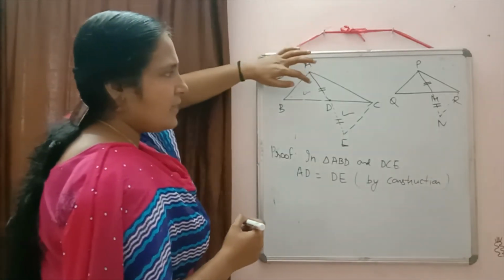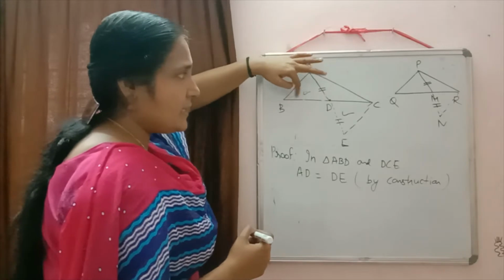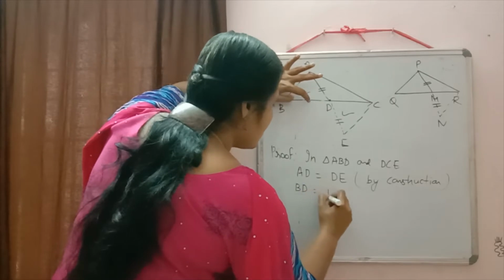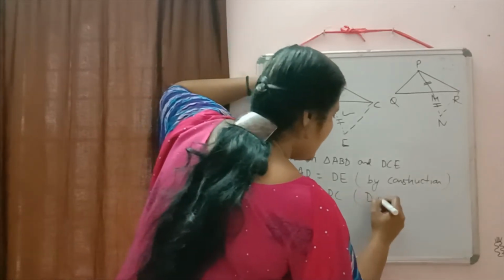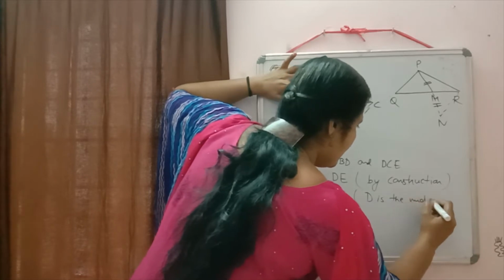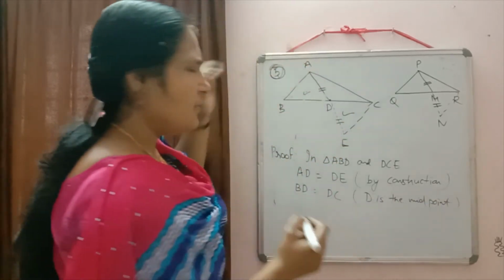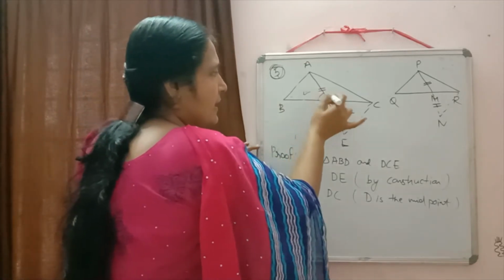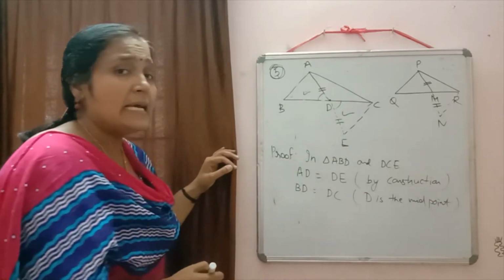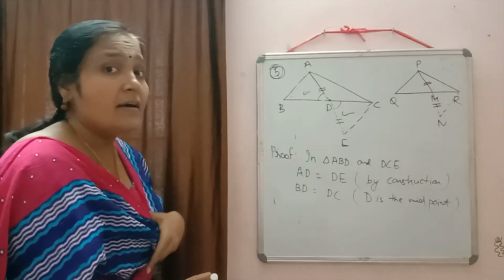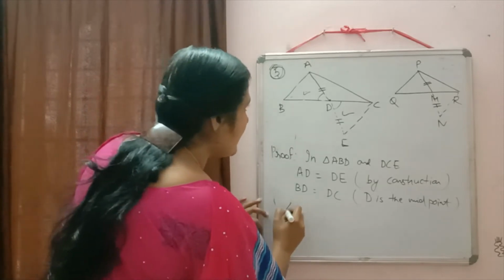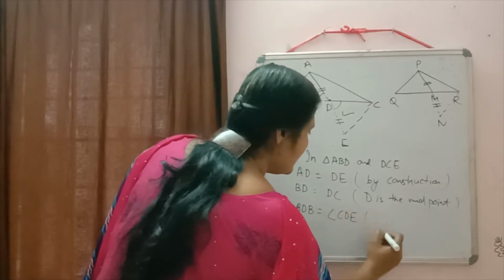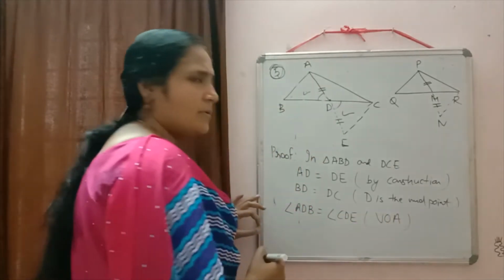Then which one is equal? Yes, it is the median. So D is the midpoint of BC. So what will come? BD is equal to DC. Just write down there, D is the midpoint. And then one angle we need there. Which angle? Yes, your favorite angle: angle ADB is equal to angle CDE. Which property? Vertically opposite angles. So we'll write angle ADB equal to angle CDE, reason: vertically opposite angles.